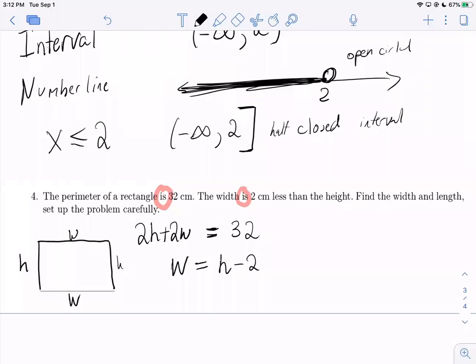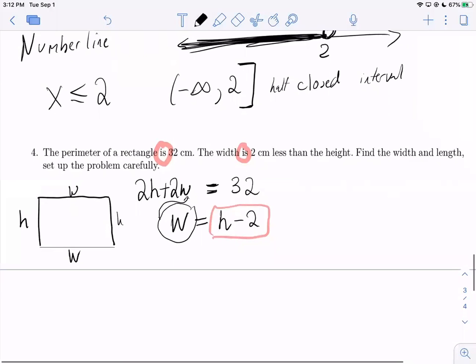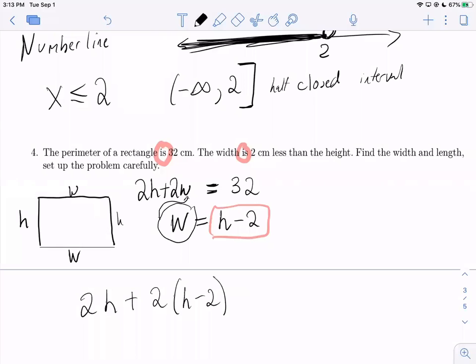Okay, last step. Now that we know the width is height minus 2, we have two equations with two unknowns. We can just do a simple substitution. Instead of this w, let's just replace it with h minus 2. And we'll put it in, instead of here, we'll put it right here. So we'll write 2h plus 2 times h minus 2 equals 32.